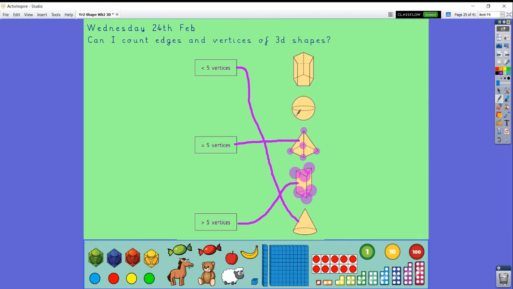Now our sphere does not have any vertices, does it? Because it is one curved surface. So there are no surfaces joining together. So that is going to be less than. And we can already see 5 vertices at the top on our pentagonal prism, 3, 4, 5. And so we know there's 5 on the bottom, which gives us 10. So this has got lots of vertices, 10 vertices in total, so that is going down the bottom here, which is greater than 5 vertices.